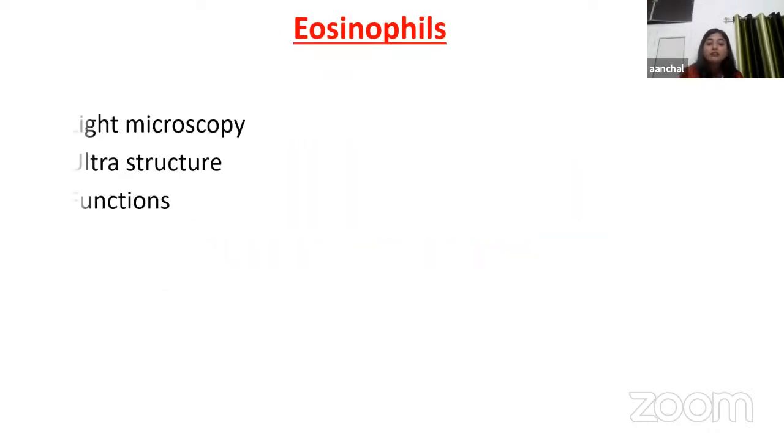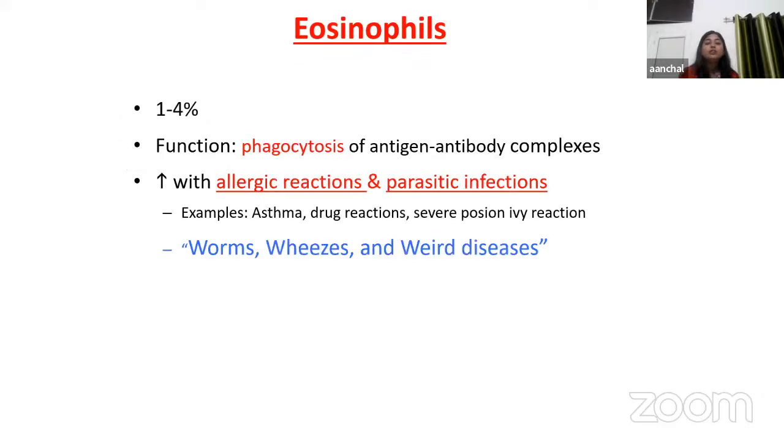The next we have the eosinophils. So eosinophils are 1 to 4% in percentage. Talking about the function of eosinophils, they perform phagocytosis of antigen-antibody complex. These eosinophils increase in allergic reactions and also in parasitic infection. Examples are asthma, drug reactions, and severe poisoning. So these are all the conditions in which eosinophils can be seen.